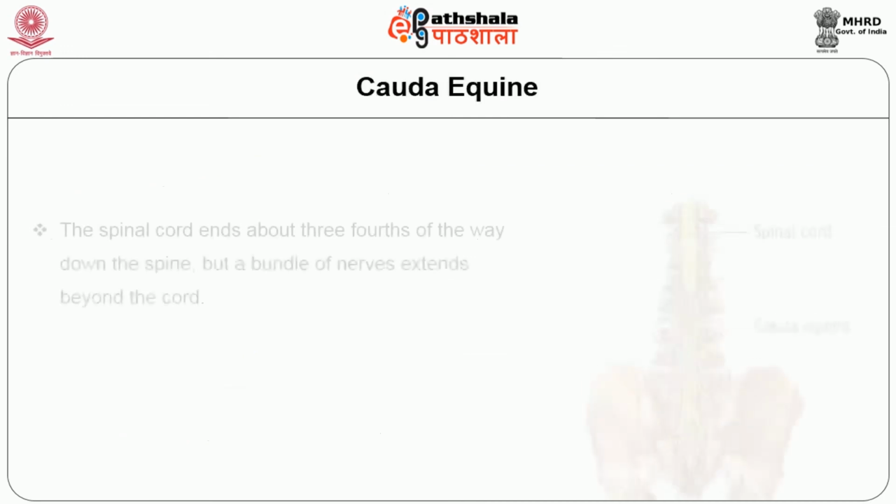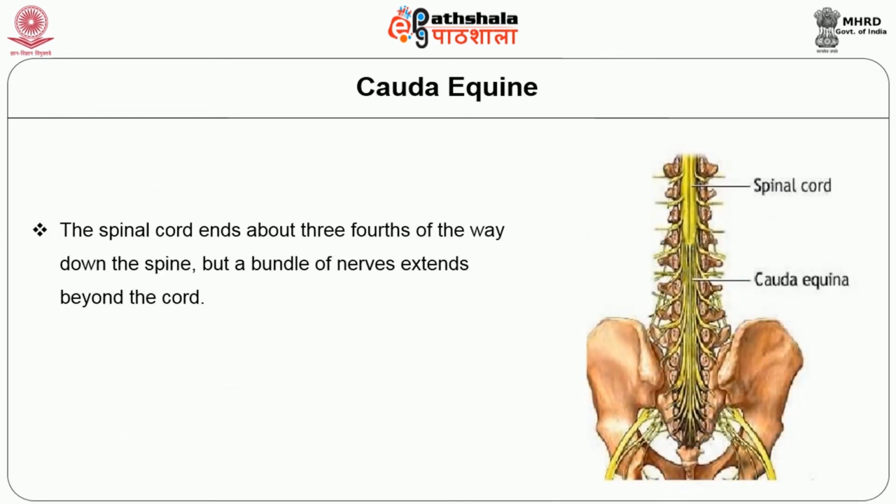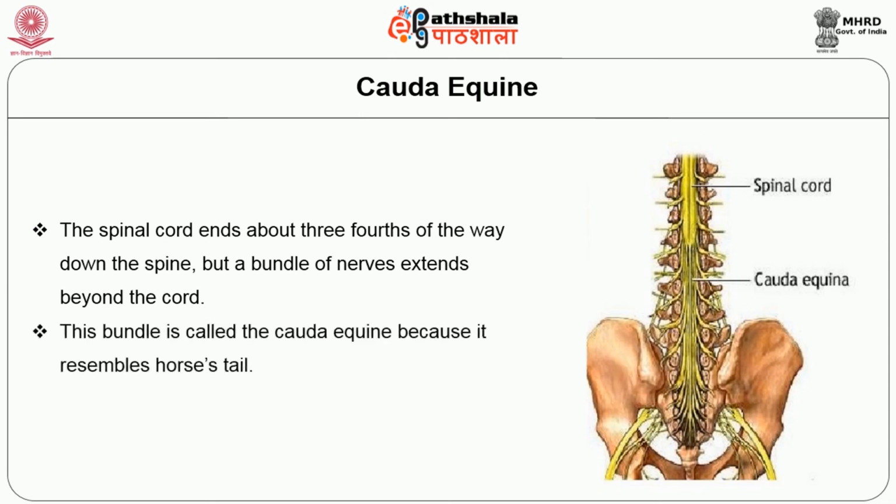Cauda equina. The spinal cord ends about 3/4 of the way down the spine, but a bundle of nerves extends beyond the cord. This bundle is called cauda equina because it resembles a horse's tail. It carries nerve impulses to and fro the legs.